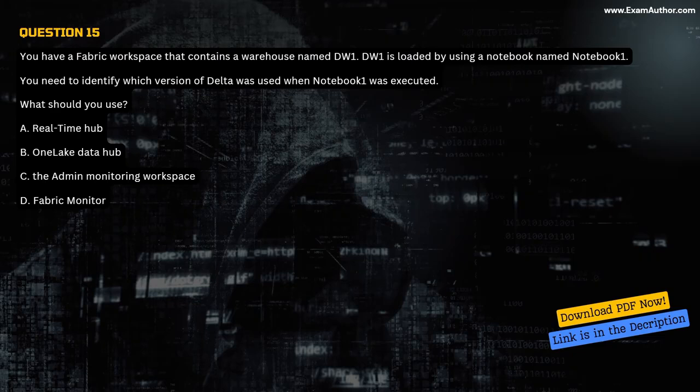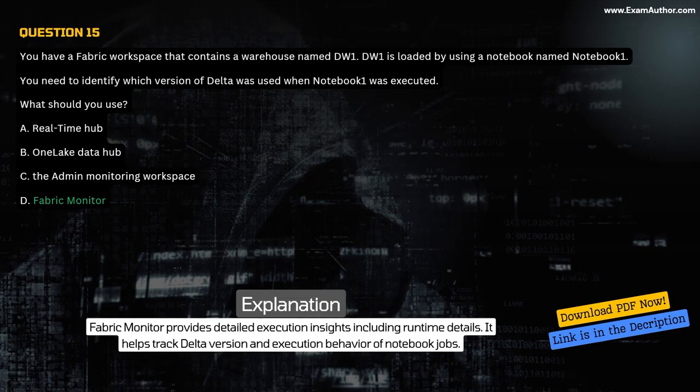A. Real-time Hub. B. OneLake Data Hub. C. The Admin Monitoring Workspace. D. Fabric Monitor. Correct answer D. Fabric Monitor. Explanation. Fabric Monitor provides detailed execution insights including runtime details. It helps track Delta version and execution behavior of notebook jobs.